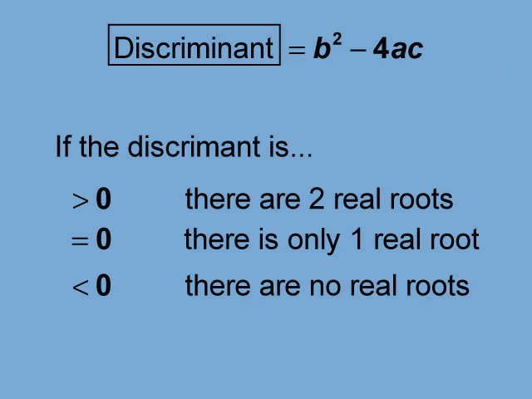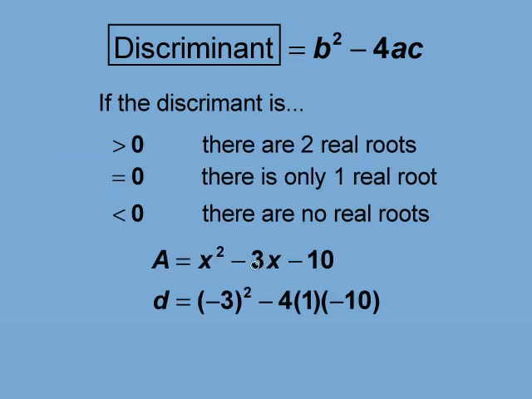When calculating the discriminant, keep these rules in mind. If the discriminant is greater than 0, the quadratic has two real roots. If the discriminant is equal to 0, then the quadratic has only one real root, which means it's a perfect square. But if the discriminant has a value less than 0, then the quadratic has no real roots. Let's calculate the discriminant for our quadratic.